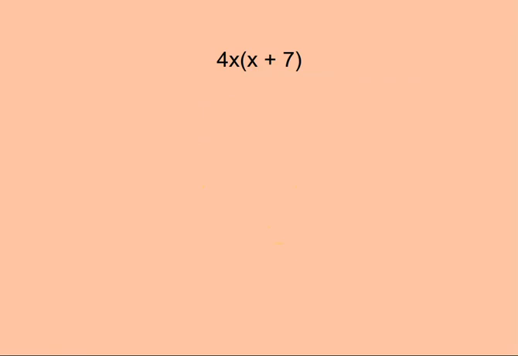Our next operation is multiplication. In this case, we're going to be multiplying a monomial times a binomial. And just like earlier, when we had something in front of the parentheses, we're going to distribute that term into the parentheses using the distributive property, which means we're going to multiply.